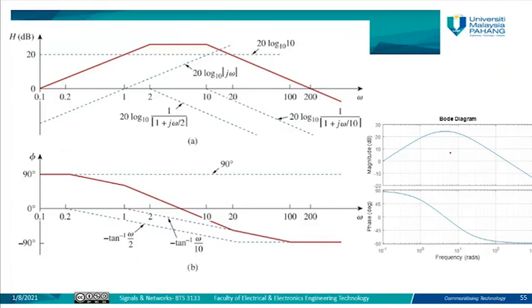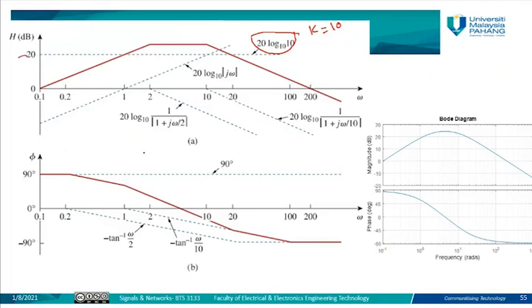You can see this graph. As you can see here, the dashed lines represent the individual representation for each element, and the red continuous line represents the overall Bode plot for this transfer function. If you come to the first one, which is 20 log 10, this represents the gain K equal to 10. So 20 log 10 gives you 20 dB.